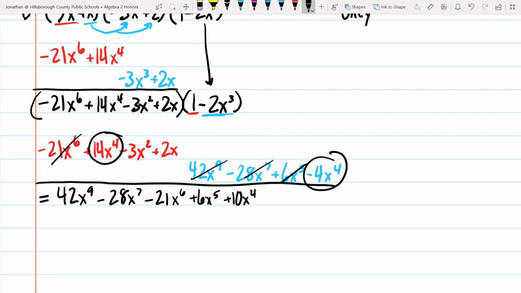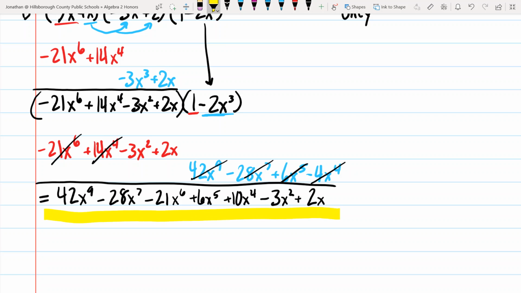Oops. Okay. No x to the 3rds, minus 3x squared plus 2x. That extremely long polynomial is our answer.